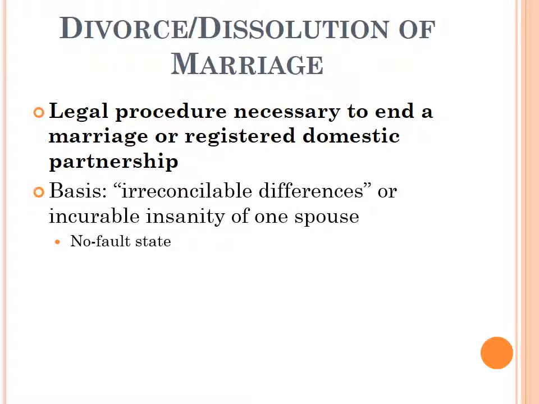The basis in California is irreconcilable differences or incurable insanity of one spouse. In other words, California is a no-fault state. Nobody has to show that somebody did something wrong. You don't get any bonus points for being the spouse who didn't, quote-unquote, do something wrong. All that has to be shown is that there are differences between the spouses that can't be reconciled, or one of the spouses has suffered insanity, which is incurable, and so they're no longer able to be married.